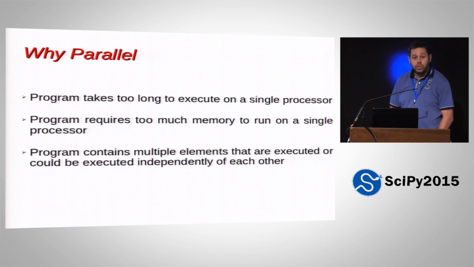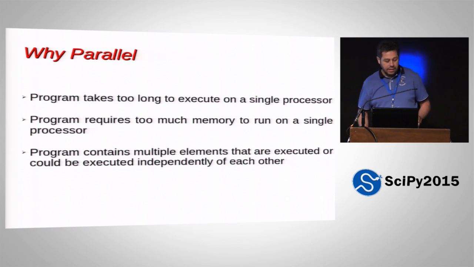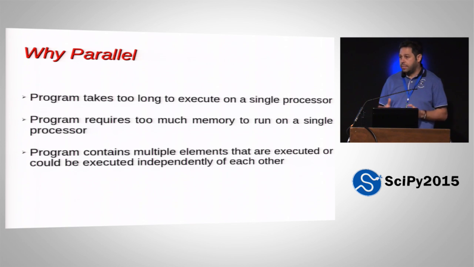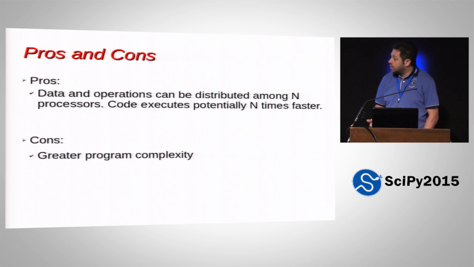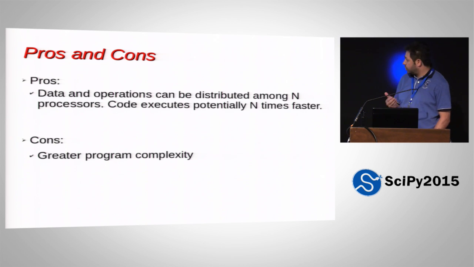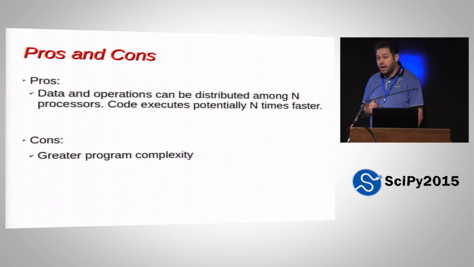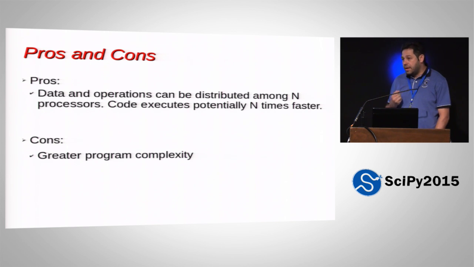Why parallel? We wrote a parallel code since geodynamic problems are complex. The code cannot be executed on a single processor. It would require too much memory, and the problem can be split in several parts that can be executed independently from each other. The main advantage is that the data and operations can be distributed among n tasks or processors, and theoretically the code can run n times faster. This is not exactly true. On the other hand, the program is really complex, and the debugging can be a nightmare.